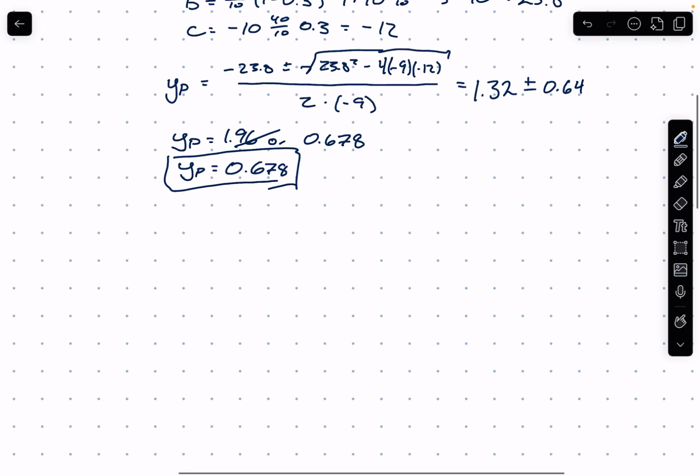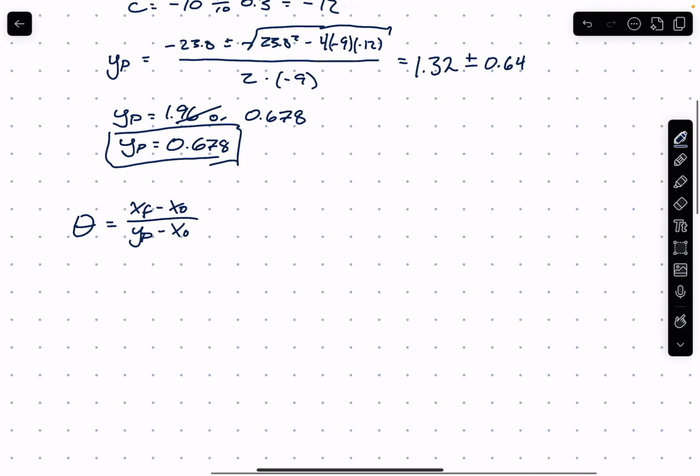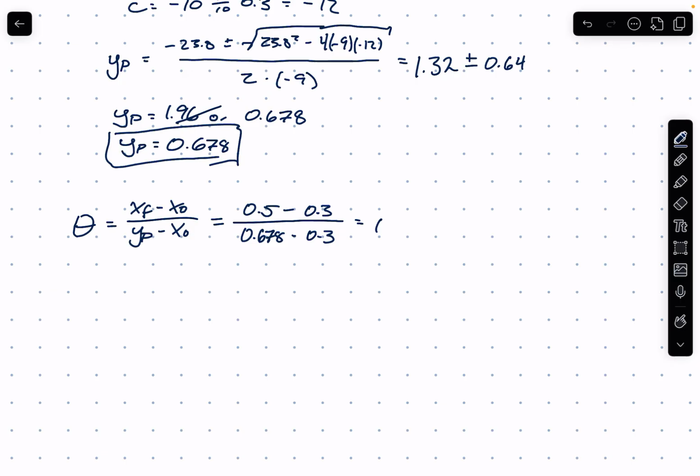Now that we have that, we can calculate our cut. So we remember that the formula for the cut, theta, is equal to xF minus x naught over yP minus x naught. This will be given to you on the exam formula sheet. We can plug in our values here. We had an xF of 0.5, minus x naught of 0.3, over yP, our 0.678, minus 0.3. And this gives us a value of 0.529.